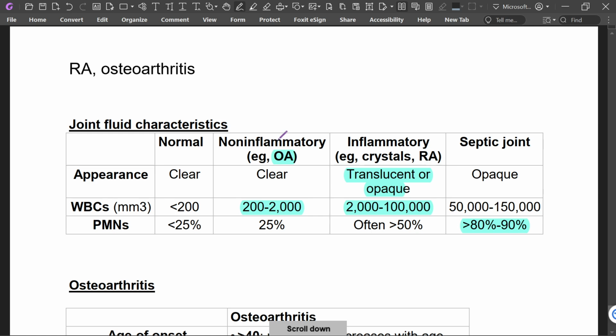This is RA. This is joint fluid characteristics.